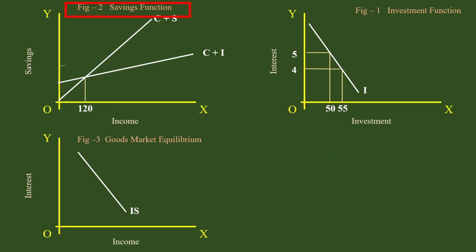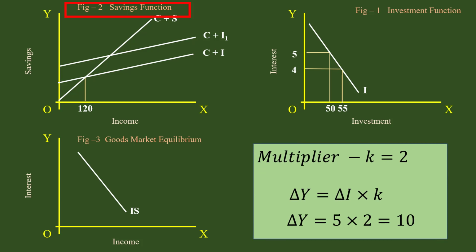Look at figure 2. Increase in investment shifts the aggregate demand curve C plus I upward to C plus I1. The multiplier K is 2. The net increase in investment, 5 rupees, increases the income by multiplier times, that is 2 times 5, 10 rupees. The initial equilibrium income is 120 rupees. The new equilibrium income is 120 plus 10, 130 rupees.